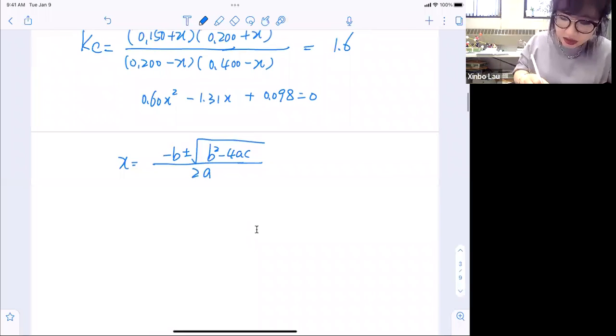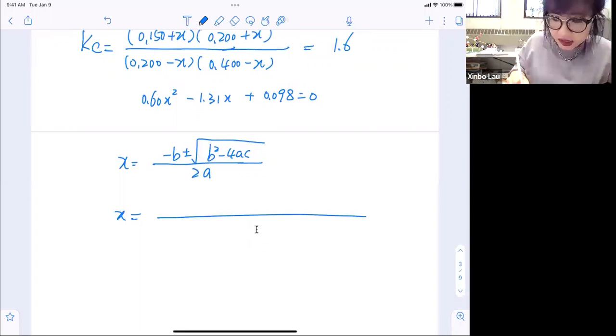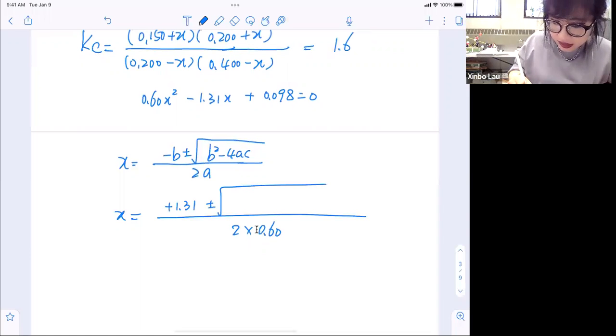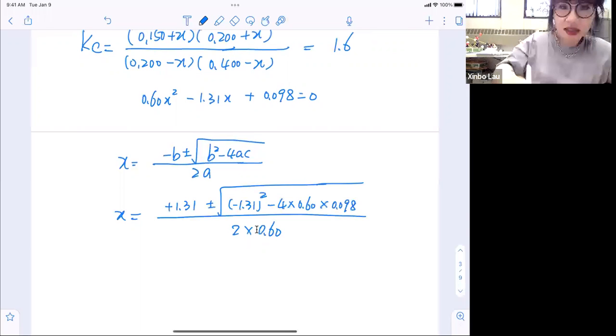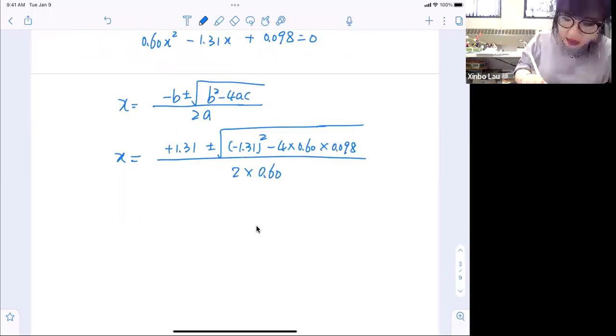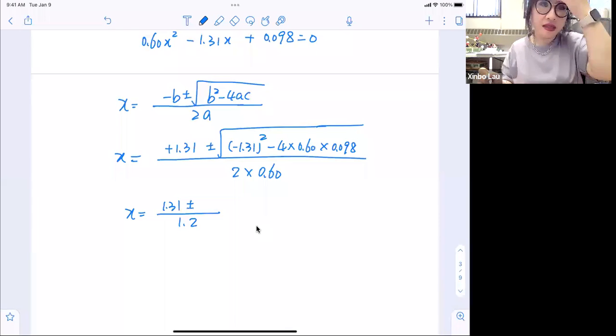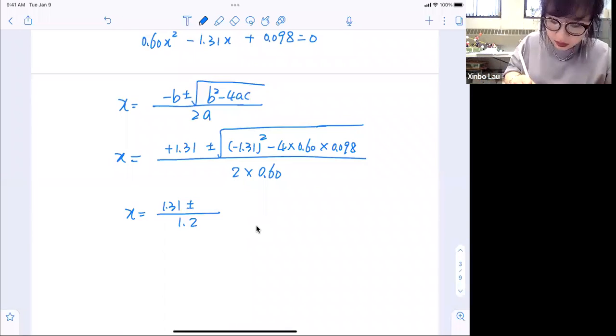Now we just need to plug all the information in. 2 times 0.60, and b will be positive 1.31, plus or minus the square root of negative 1.31 squared minus 4 times 0.60, where c will be 0.098. Then do the calculation. We'll get x equals 1.31 plus or minus 1.2169.